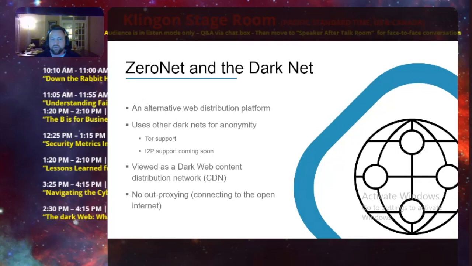You can think of ZeroNet as an alternative web distribution platform. Any site can be audited. It's 100% transparent, and you can clone sites. You can actually create your own version of that site. But by the act of cloning, that site then becomes yours, and it's going to be different from the original site that you cloned.